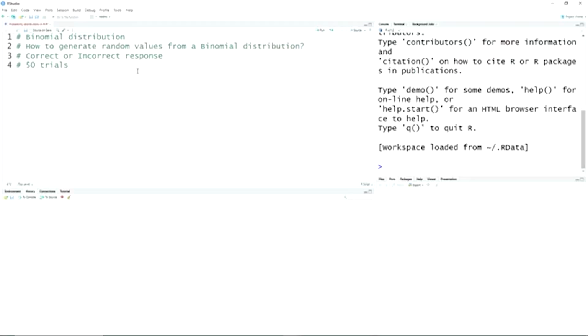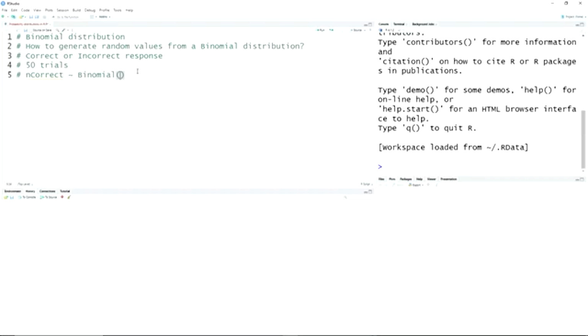Now suppose you already know the true generative process, right? What does that mean? So you already know that the number of correct responses in this experiment comes from a binomial distribution. So far, whatever I'm writing, these are all comments. I'm just writing text here. I'm not writing any code so far.